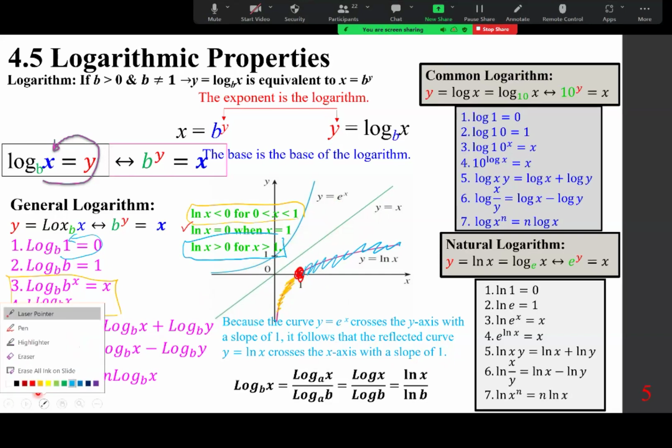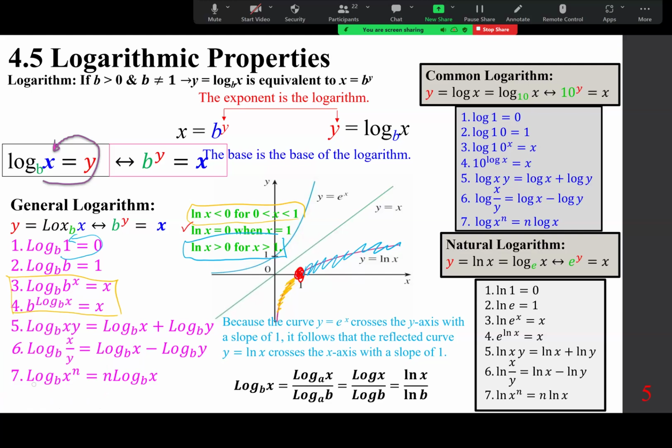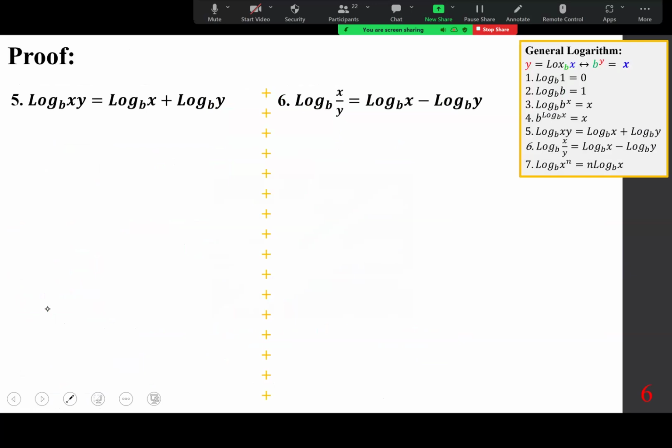Let's see if I can do an okay job on that. So these two lines are parallel with the same slope. Those are the tangent lines. Let's look at quickly some of the proofs.